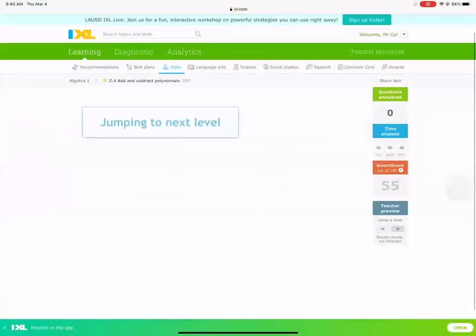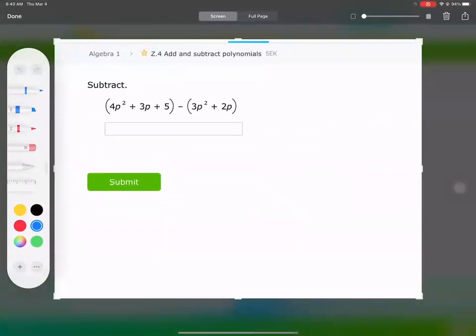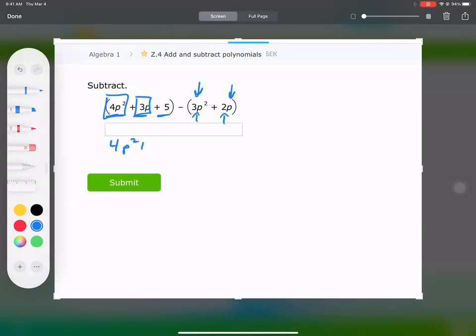Okay, let's try the next hardest one. If we're looking at subtraction, we're going to subtract group A from group B. But when we're combining, we're only combining like terms. So the 4 and the 3 combine, the 2 and the 3 combine. But careful, since we're subtracting, I'm going to rewrite this as 4p squared plus 3p plus 5 minus 3p squared, because a positive times a negative is a negative, and then a negative times a positive is a negative also. So once I distribute that negative sign, this problem can be just combined.